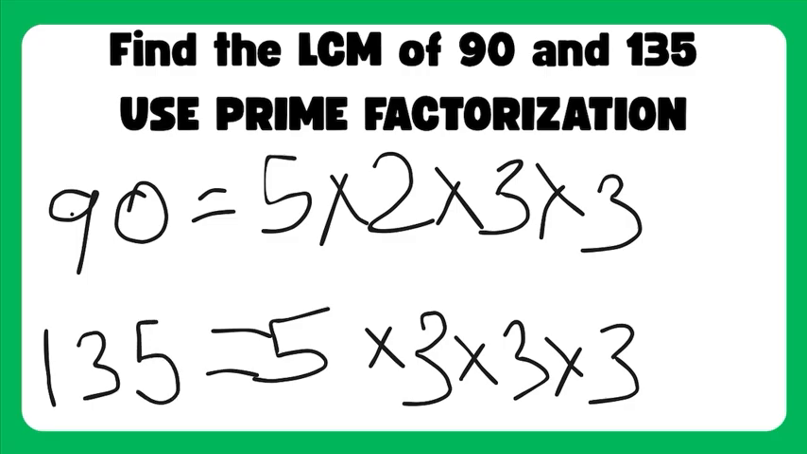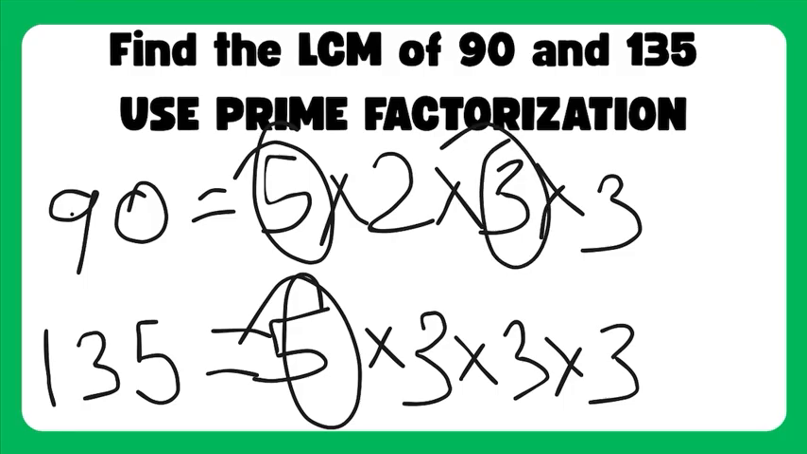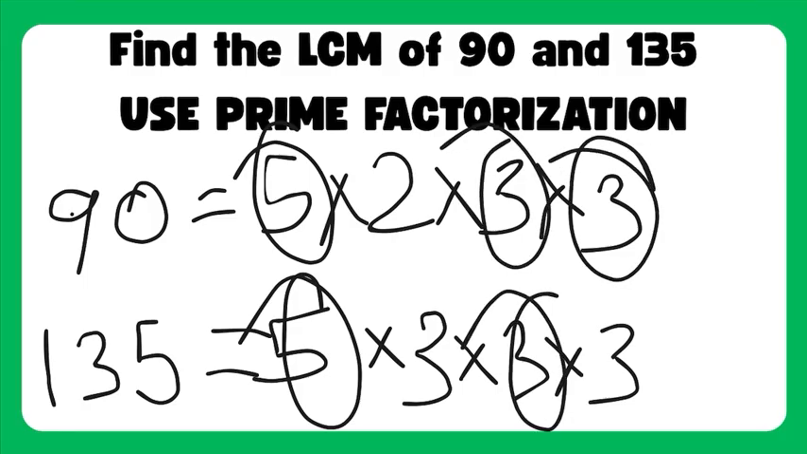And what we used to do for HCF was to just see what's common between these two and multiply those. But in this, it's a bit different. We will see what's common. We see that there are these 5s that are common. There's the 3 that's common. There's this 3 that's common. We only take what is common.